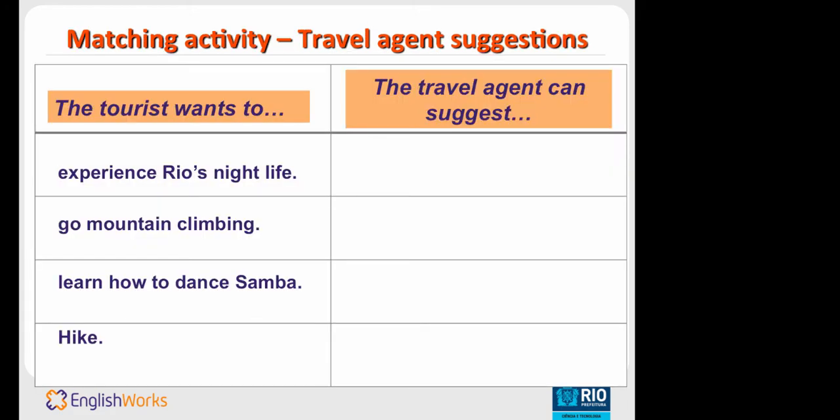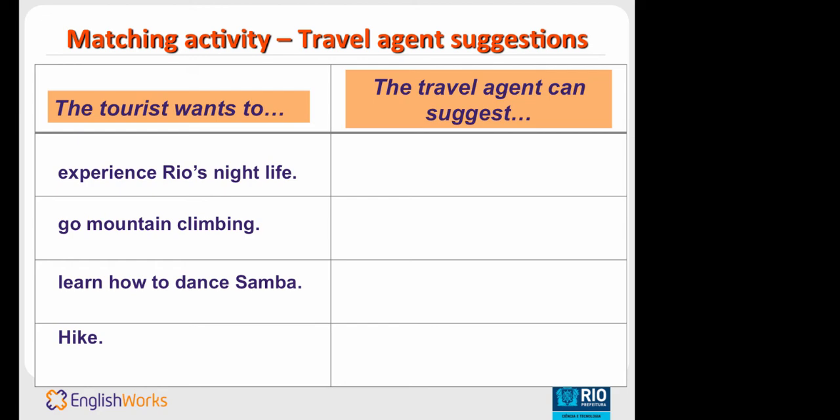Now let's do an activity. You are going to be the travel agents and we are going to see what the tourist wants to do. So if the tourist wants to experience Rio's nightlife, what would you suggest? Our travel agent suggested Lapa. What other places would you suggest? You can write on Facebook places you suggest to go out at night.